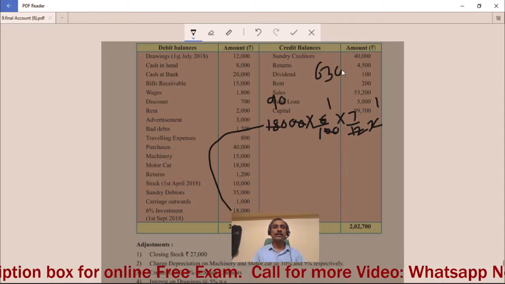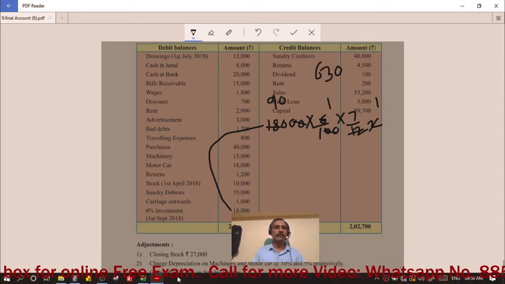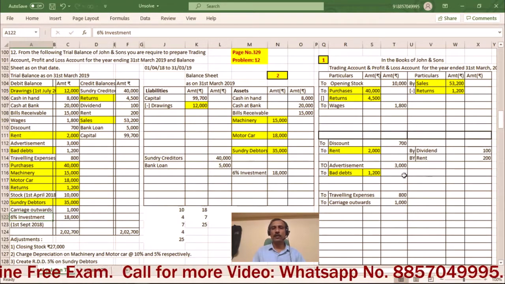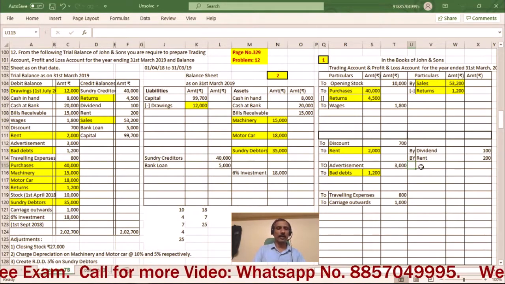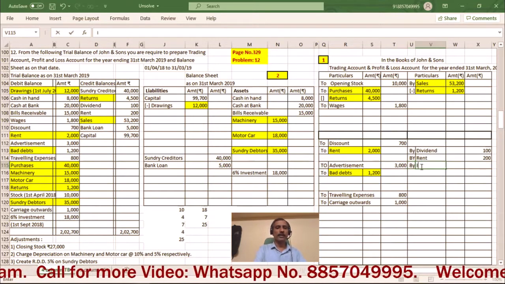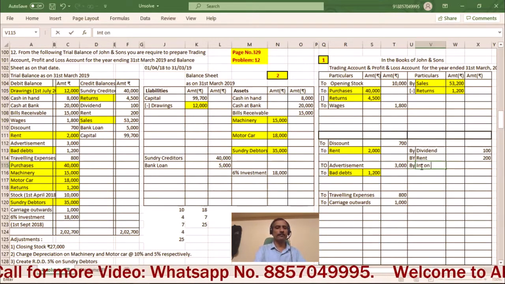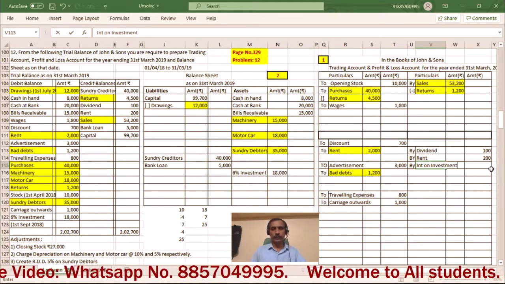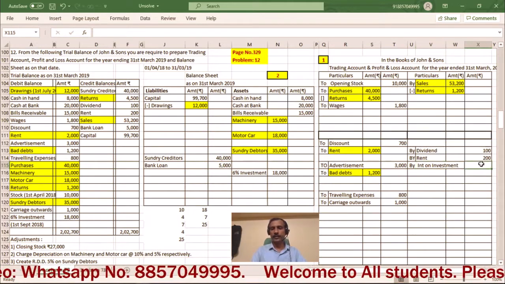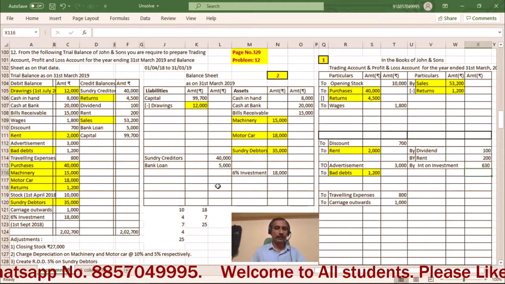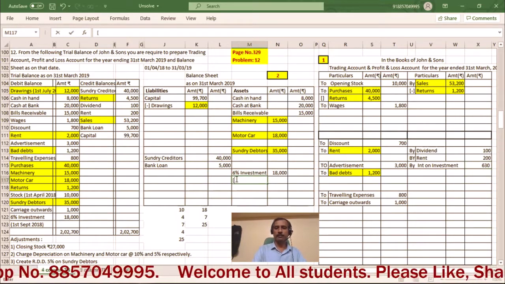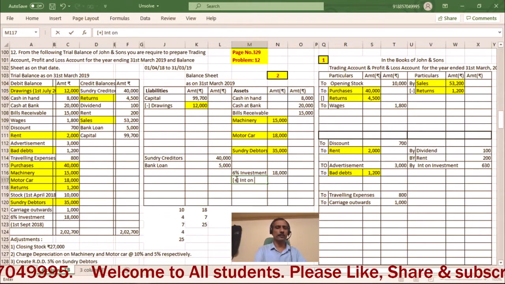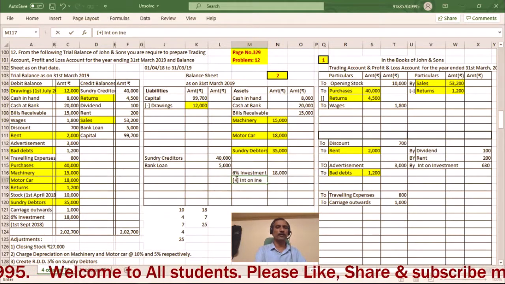So this is our interest, this is our income. So we have to show it on the credit side of the profit and loss account by the name "by interest on investment". Okay, so the amount is 630. And here we have to add these balances by the same name, interest on investment. Okay, I'm going to write it down in short.